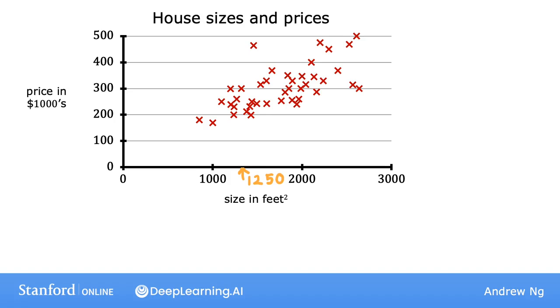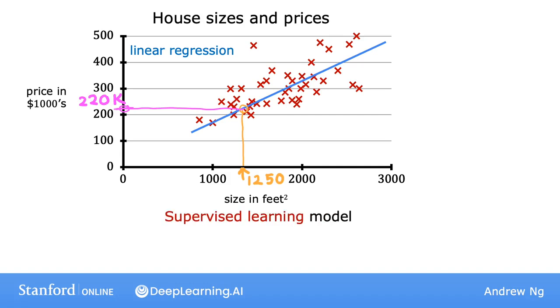One thing you could do is build a linear regression model from this dataset. Your model will fit a straight line to the data, which might look like this. And based on this straight line fit to the data, you can see that if a house is 1,250 square feet, it will intersect the best fit line over here. And if you trace that to the vertical axis on the left, you can see the price is maybe around here, say about $220,000. So this is an example of what's called a supervised learning model.